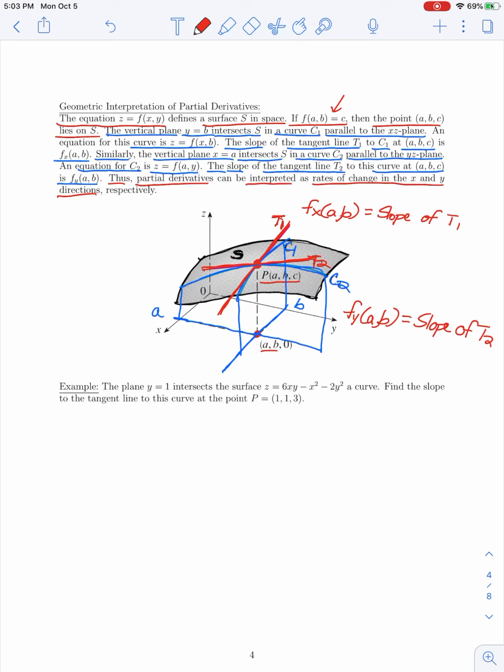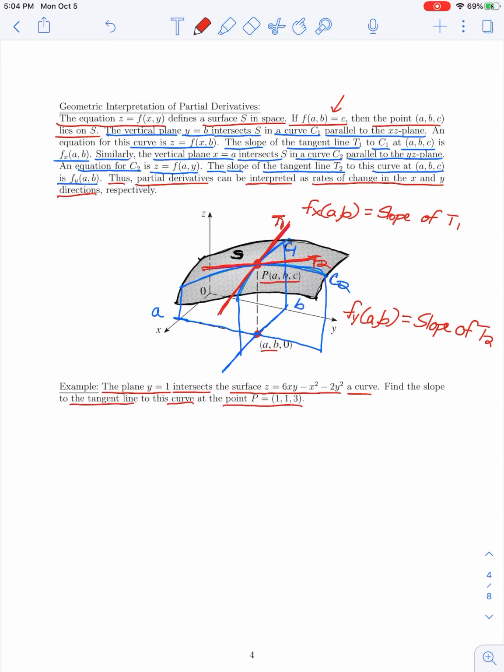So let's look at an example involving a geometric interpretation of these partial derivatives. We're told that we have some surface defined by z equals this polynomial function of x and y, and we're told that the plane y equals 1 intersects that surface in a curve. So the problem is to find the slope of the tangent line to that curve at the point on our surface, P, defined by (1, 1, 3).